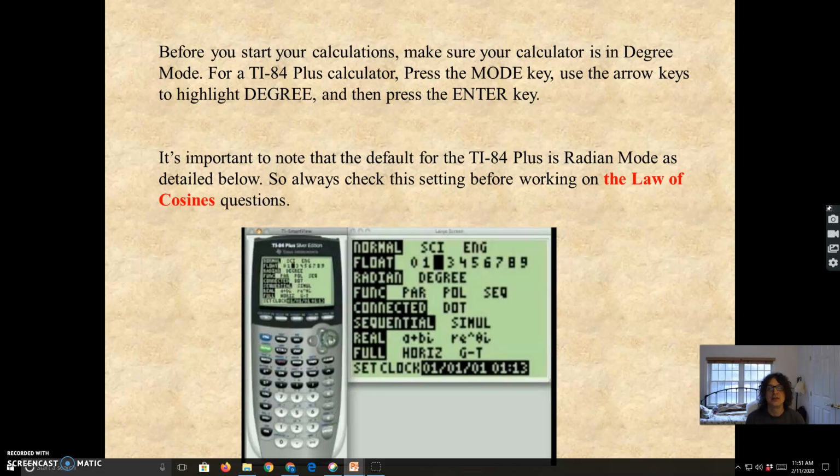It's important to note that the default for our TI-84 Plus calculators is radian mode. So we must always check the setting and make sure we're on degree mode before we begin the law of cosine questions. If we're not in degree mode, all our calculations will be wrong. So make sure we're in degree mode, and of course you can always check it by just hitting the mode key and making sure that you're in degree mode.